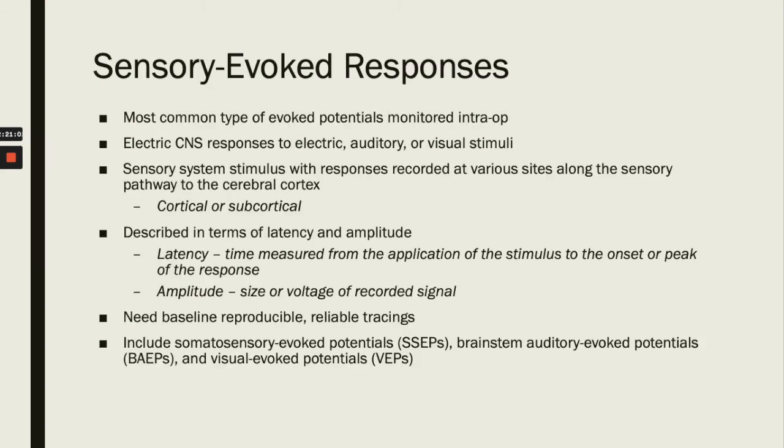Okay, so sensory evoked responses. These are the most common type of evoked potentials that are monitored intraoperatively. They are electric CNS responses to electric, auditory, or visual sensory system stimuli, with responses that are recorded at various stages along the sensory pathway to the cerebral cortex, and they can be cortical or subcortical. Cortical responses arise from the brain, and subcortical responses may arise from peripheral nerves, spinal cord, brain stem, thalamus, cranial nerves, and various other places.